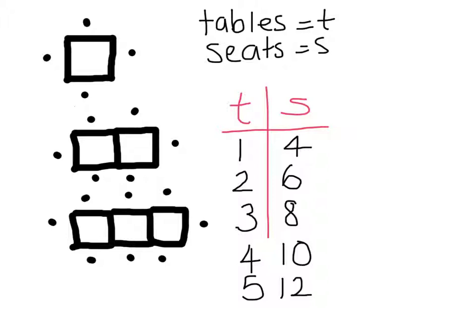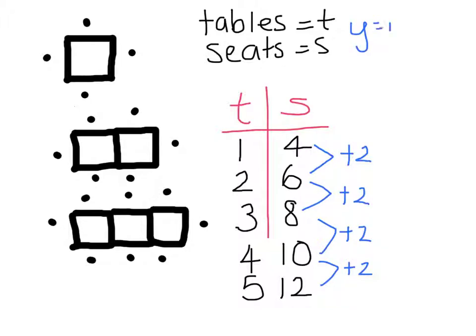Next, you have to work out the common difference. What have I done from 4 to get to 6? I've added 2. What have I done from 6 to 8? I've added 2. From 8 to 10, I've added 2. From 10 to 12, I've also added 2. Okay, so now I'm trying to find this formula.